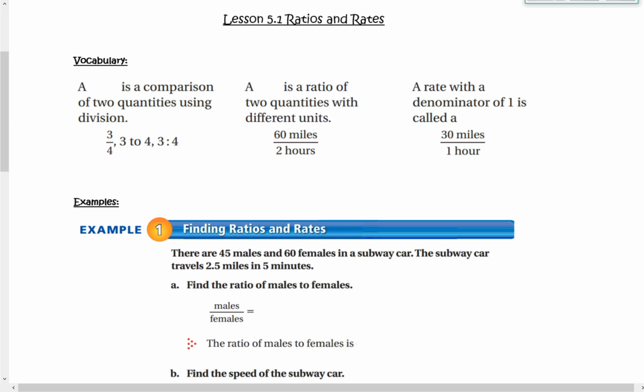Today we're going to be learning about ratios and rates. Some of this we did learn last year, but we are going to be adding on to it this year. So first thing we're going to do is talk about some vocabulary terms. Our first term is ratio.